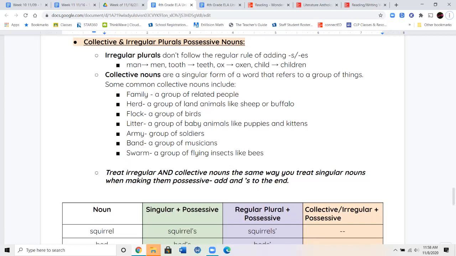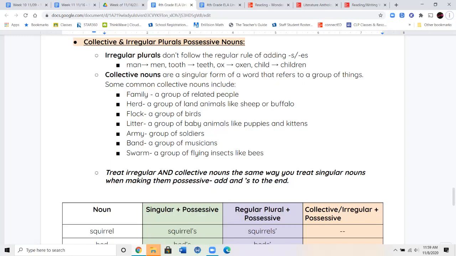Collective nouns, we've also talked about in the past, talk about a group of things, like a family is a group of related people or animals. A herd is a group of land animals like sheep or buffalo. A flock is a group of birds. A litter is a group of baby animals like puppies or kittens. An army is a group of soldiers. A band is a group of musicians. And a swarm is a group of flying insects like bees. So these are some examples of collective nouns. There are many, many more.